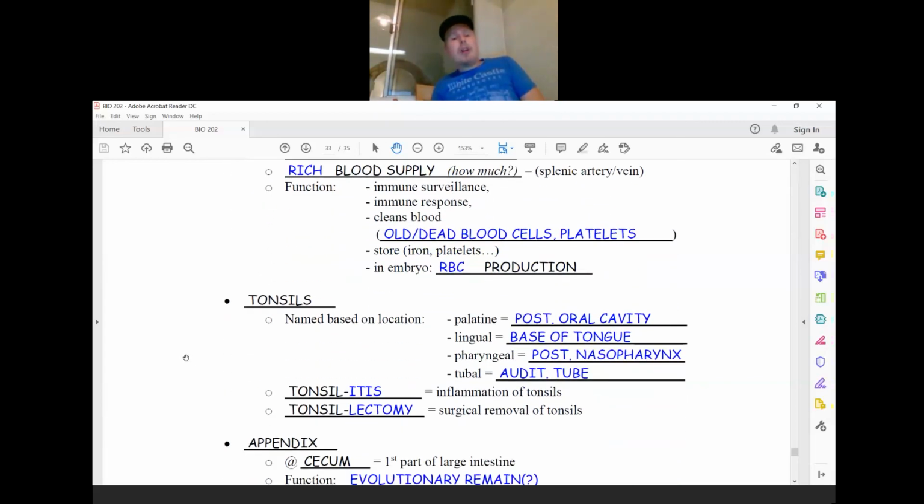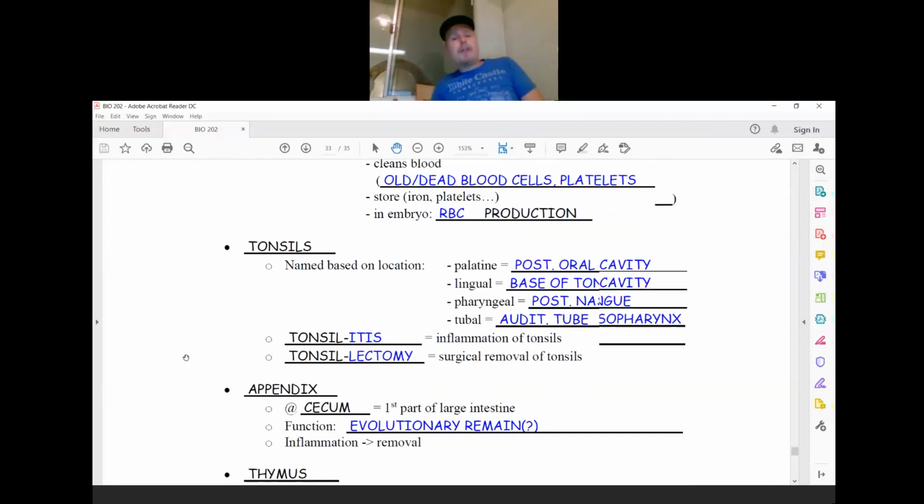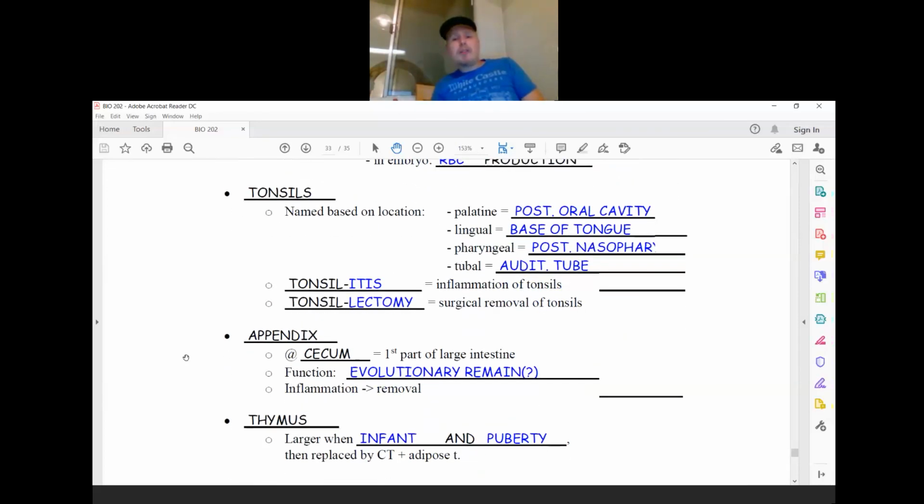The other lymphatic organs that we discussed were our tonsils. So they are named for the location. We have palatine, lingual, pharyngeal, and tubal tonsils. If you have inflammation of tonsils, that's tonsillitis, and some of us have had tonsillectomy, removal of the tonsils surgically.